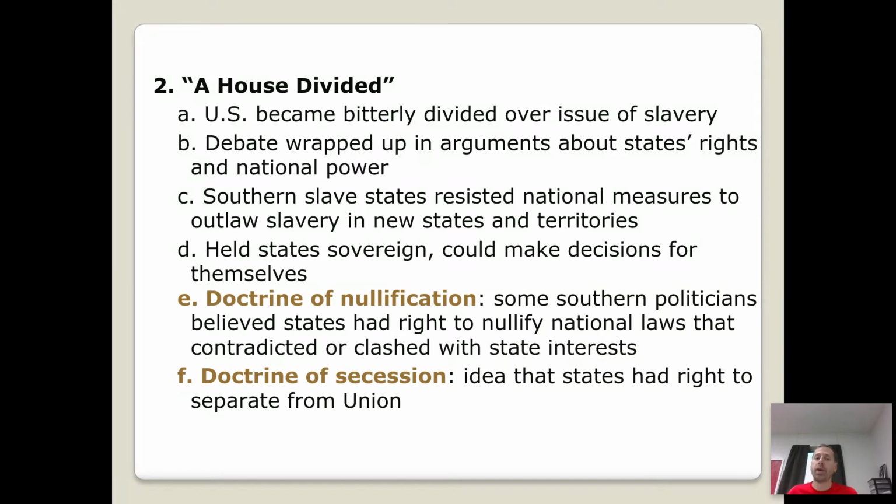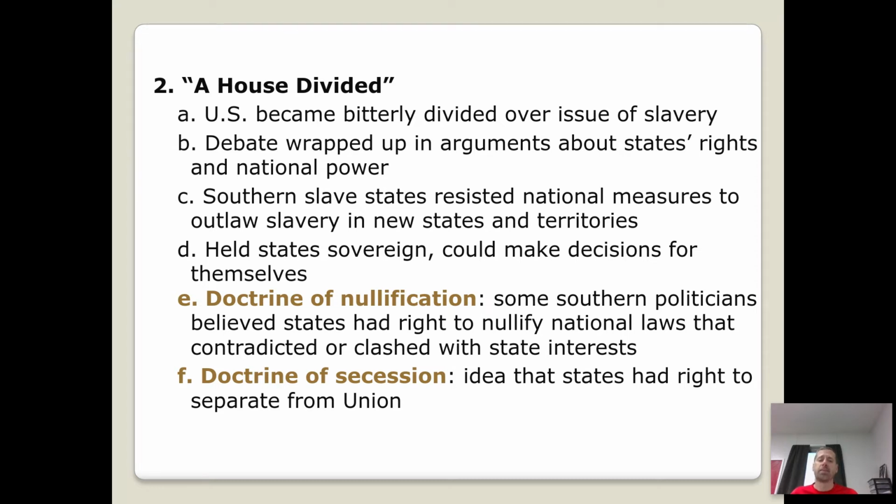Over time, we know we're going to have the Civil War in the mid-1800s. It's going to start in 1861, and it just didn't start in 1861. There's a buildup, and the United States became divided over this issue of slavery. There were issues that got tied in, like states' rights. Does the national government have the power to regulate what goes on within a state?